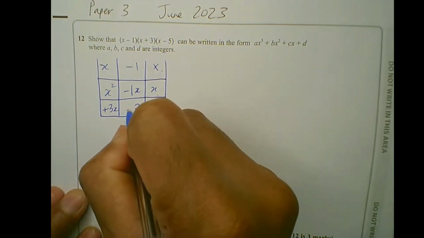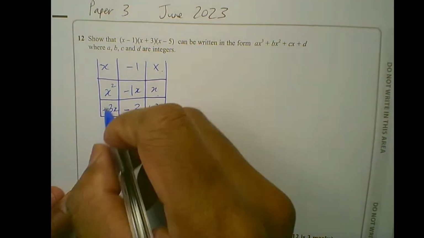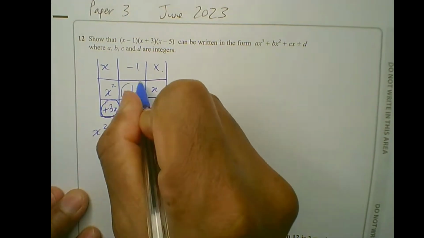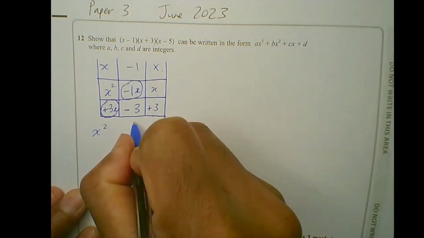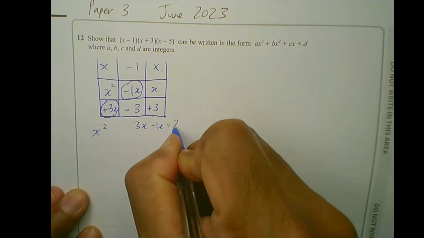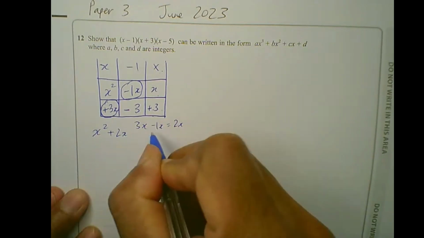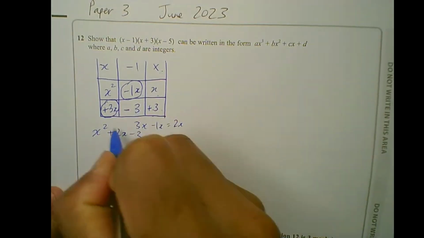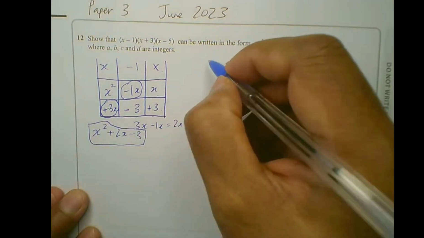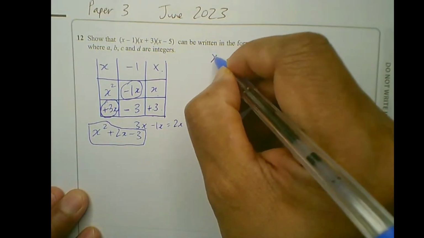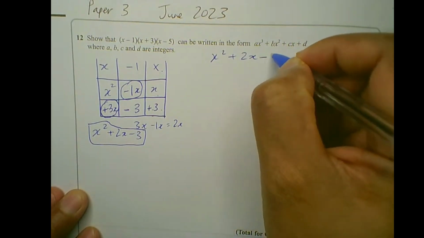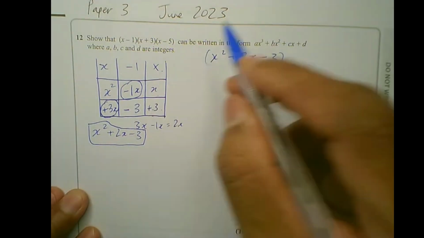Positive and a negative gives me a negative. So this is now x squared. This is 3x and minus 1x. So 3x minus 1x gives me 2x. So this is plus 2x. And then you've got minus 3 there. Now I take my answer, x squared plus 2x minus 3, times it with my third bracket, x minus 5.